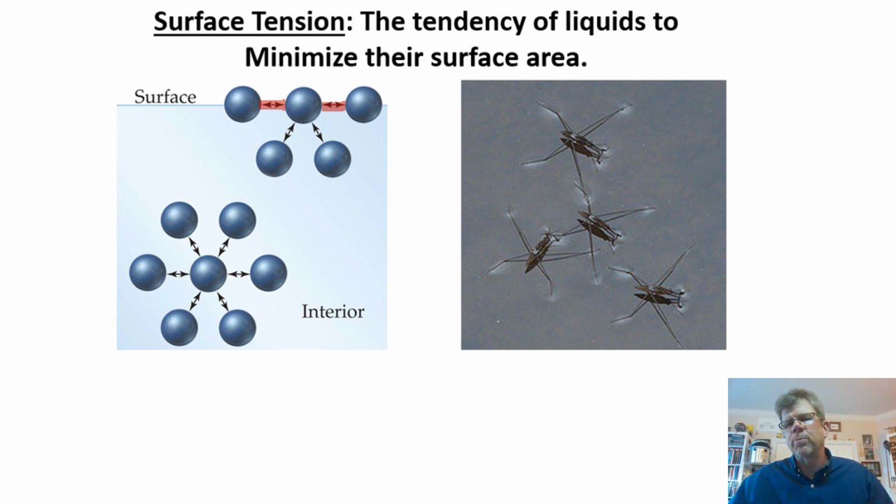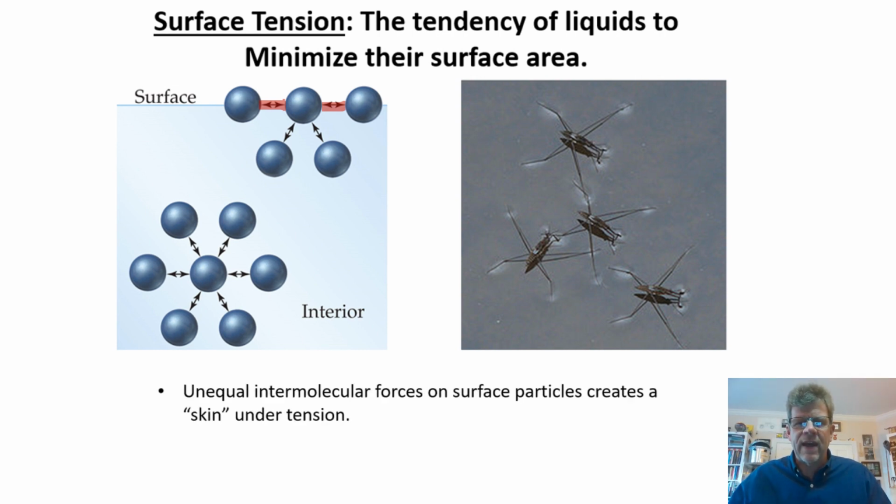For liquids whose particles have high, very strong intermolecular forces, surface tension is greater. For liquids whose particles have weaker intermolecular forces, this observational feature is less. So these unequal intermolecular forces on the surface particles create a skin under tension.